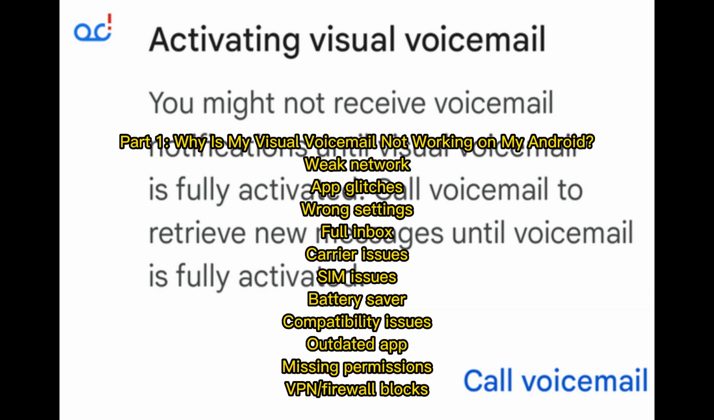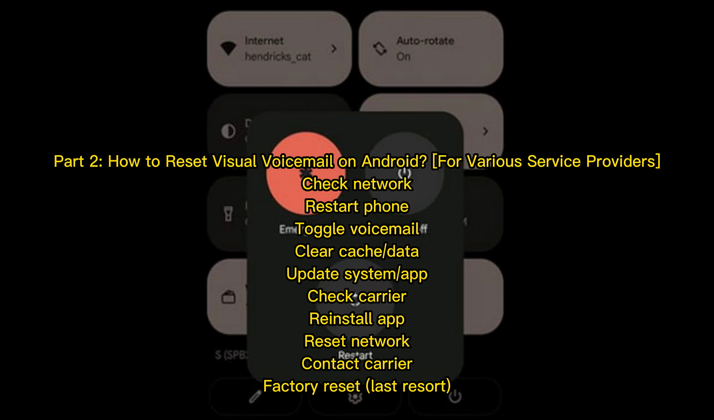Part 1. Why is my visual voicemail not working on my Android? Weak network, app glitches, wrong settings, full inbox, carrier issues, SIM issues, battery saver, compatibility issues, outdated app, missing permissions, VPN or firewall blocks.